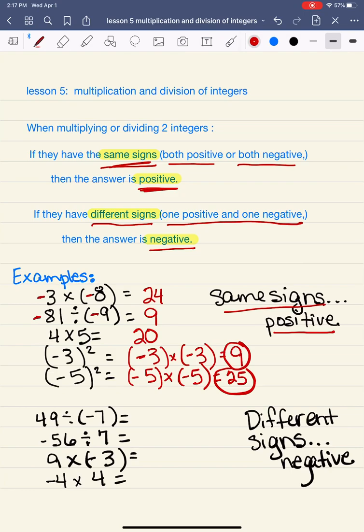Okay, let's keep going on our examples. The next one, that's a positive 49 being divided by a -7. They have different signs, so the answer will be negative. So -7. -56 divided by 7. One is negative, the other one's positive, so that would be -8. 9 times -3, the signs are different, so -27. -4 times 4, one of those is positive, one of those is negative, so different signs would be -16.